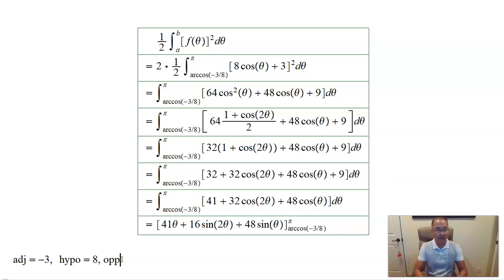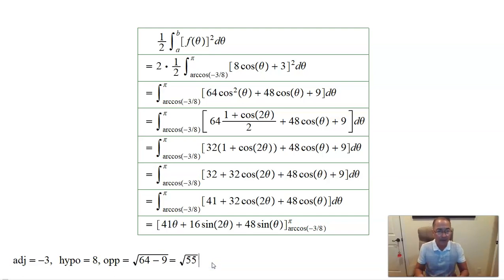So the opposite is square root of 64 minus negative 3 squared, minus 9. Yeah, I remember this because I wrote down 5 instead of 55. Silly, silly, silly. So we get square root of 55. I will not make a mistake this time.